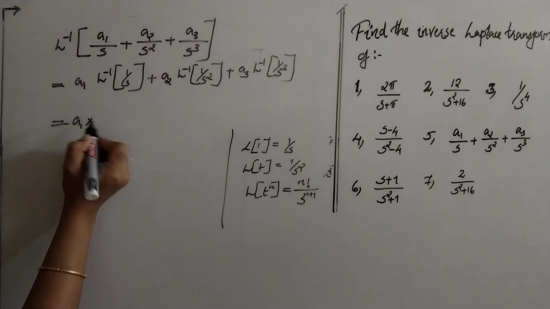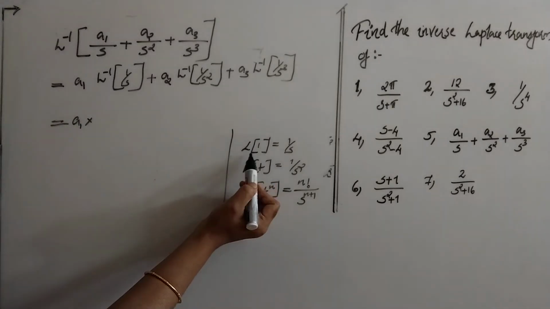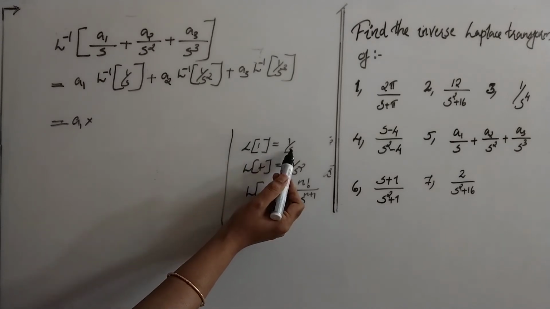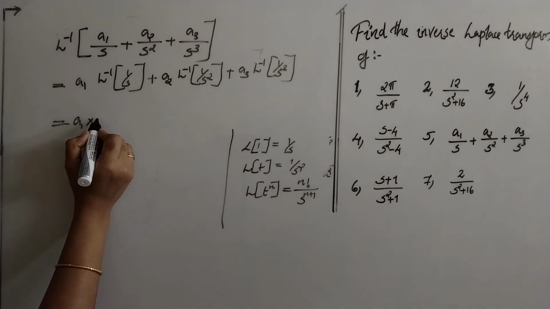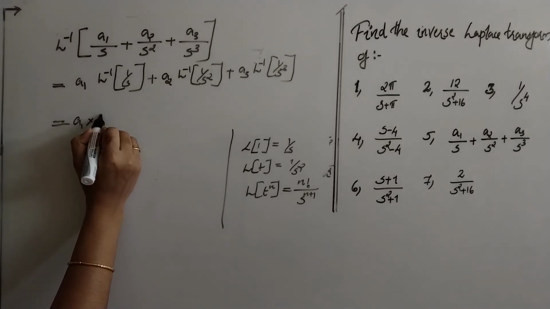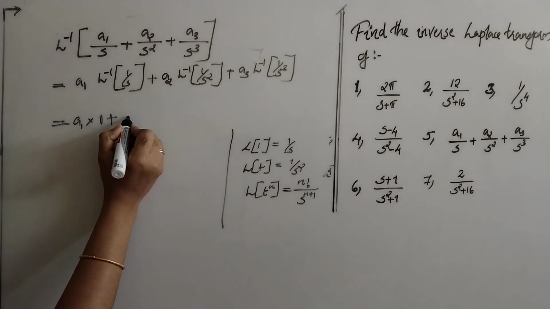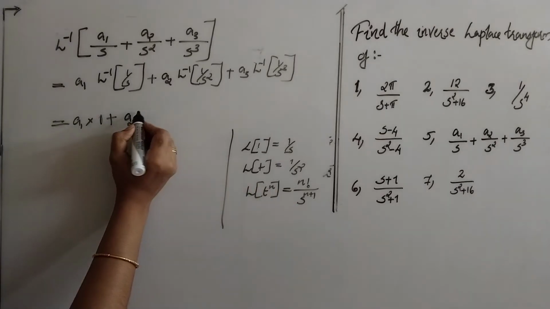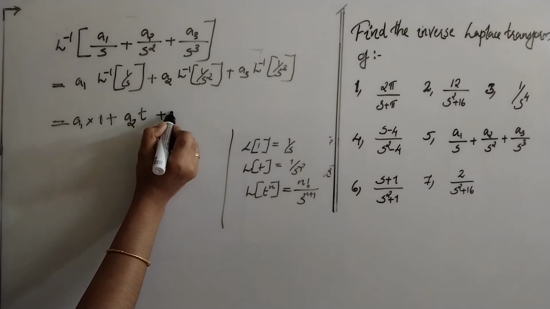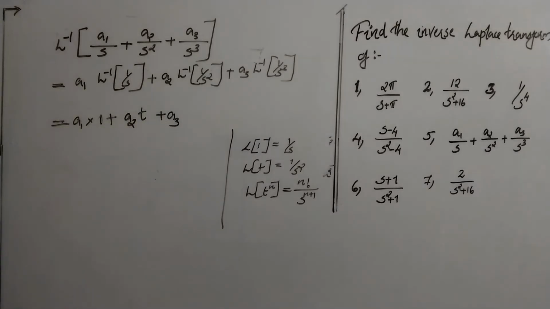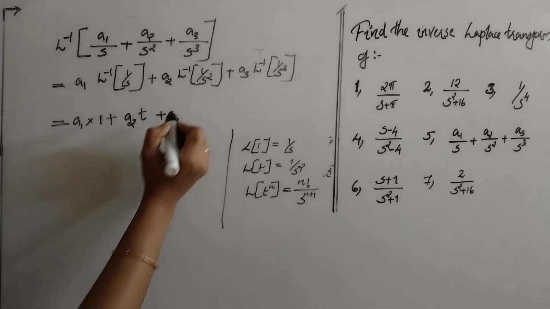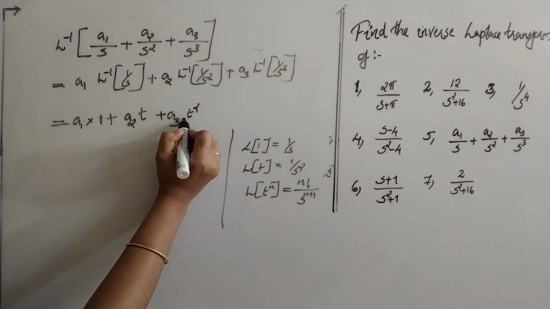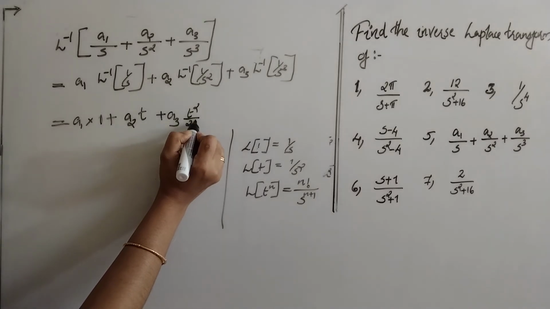That is, a1 into L inverse of 1 by s is what? If Laplace transform of 1 is 1 by s, then inverse transform of 1 by s is 1, plus a2 into L inverse of 1 by s square, that is t, plus a3 into L inverse of 1 by s cube, that is t square divided by 2 factorial.